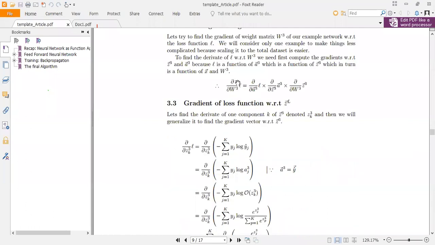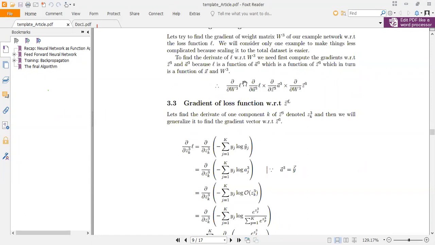Now the differentiation of this loss function with respect to the weight of the third layer is equal to the differentiation of this loss function with respect to the activation of the third layer, and then carry on the chain rule, differentiation of activation with respect to pre-activation of the third layer, and again carry on the chain rule, differentiation of this pre-activation of the third layer with respect to the weight matrix.